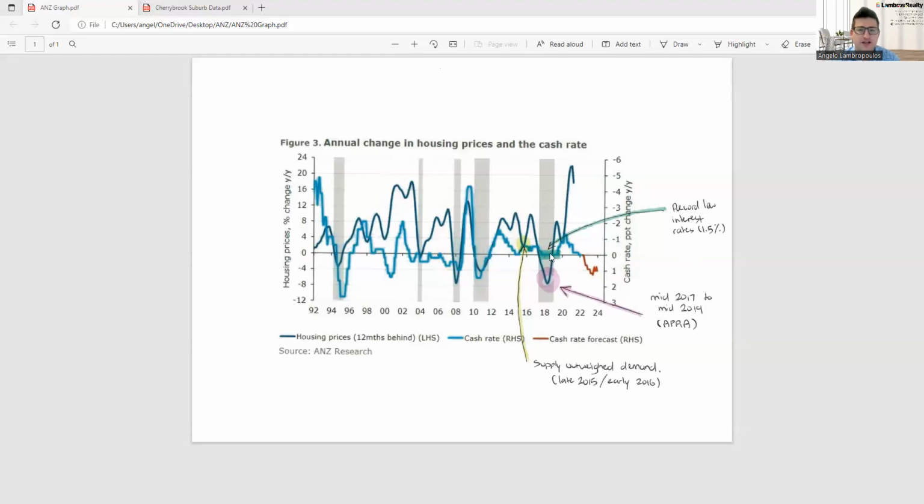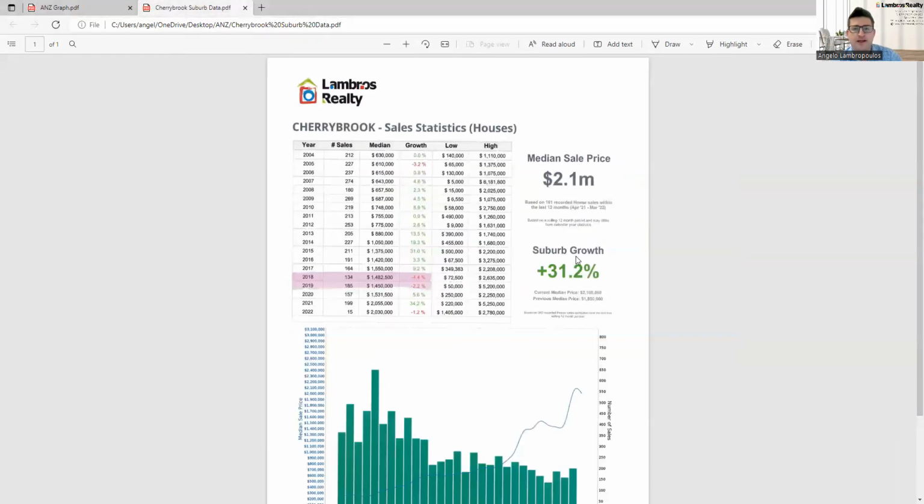Now, just to finish up, I'll use my suburb as an example here in Cherrybrook. As you can see, there's a negative 8% price loss. I'll just flick the screen. Here we go. If you look at the present, Cherrybrook's currently sitting at 31.2% growth.